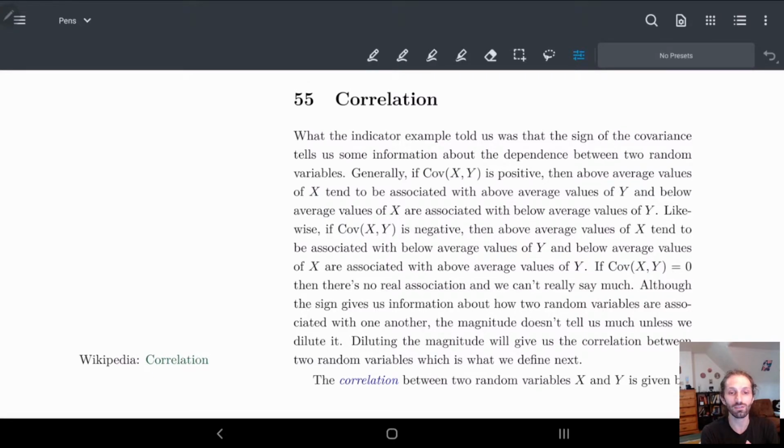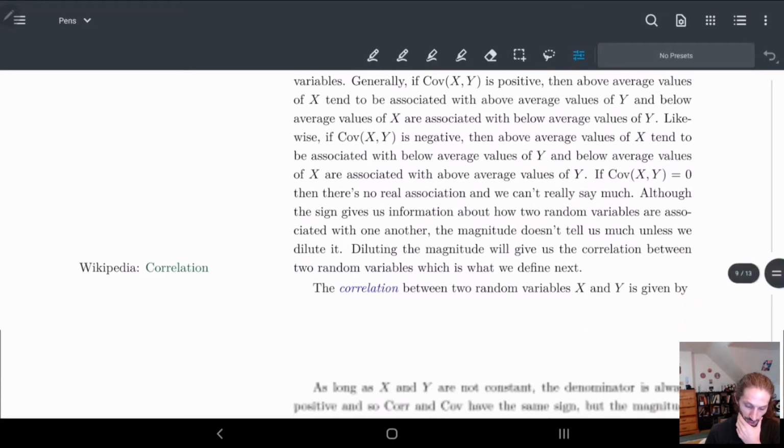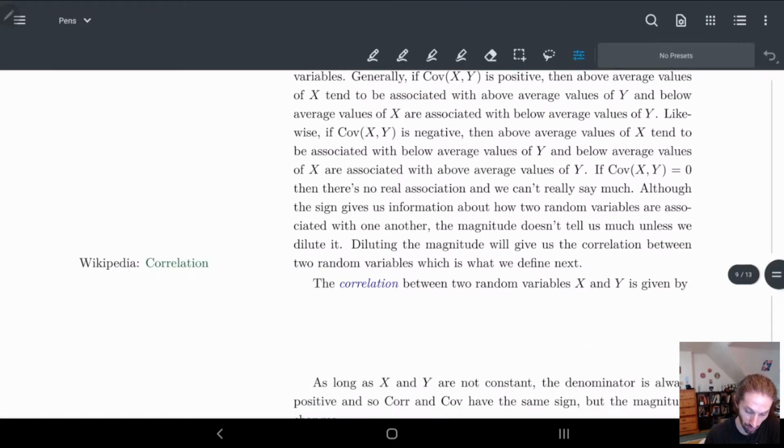It turns out that the value itself isn't going to give us too much information unless we dilute it a little. In other words, we change the value so that it's nicer in some way. The way we do this is to introduce something called the correlation. So diluting the magnitude of the covariance gives us the correlation.